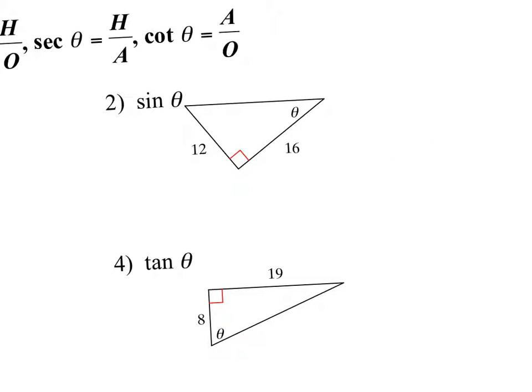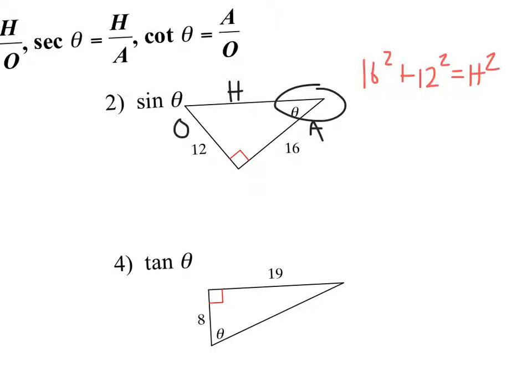Looking at number 2, same idea. We're going to find and label some stuff. So we got O, A, and H. And I don't know H, so let's find it. And to find that, we're going to do some Pythagorizing. So I've got 16 squared plus 12 squared is going to be H squared. That comes out to be 400. And if I take the square root of both sides, we get 20 is equal to that hypotenuse.